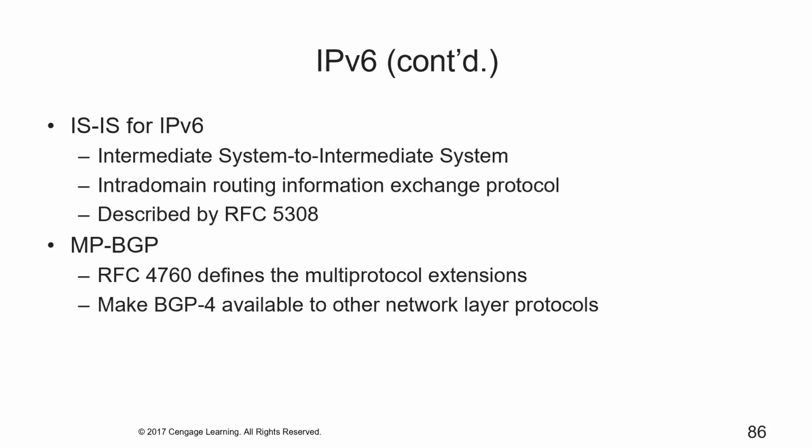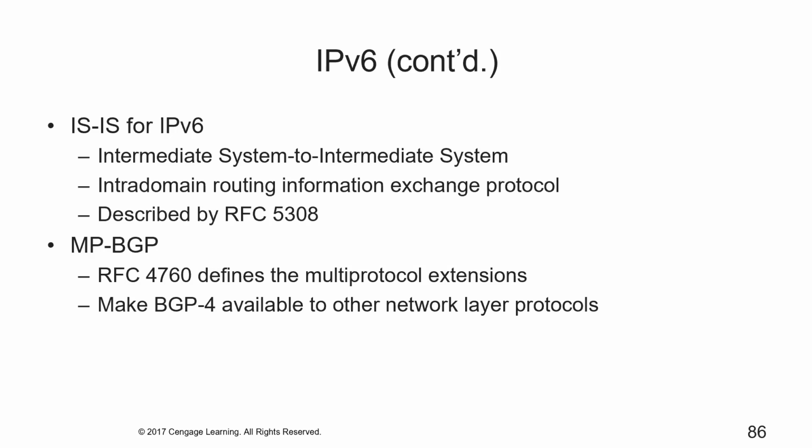So intermediate system to intermediate system, so IS-IS for IPv6. It's an intra-domain routing information exchange protocol. IS-IS is an extendable intra-domain routing protocol specified in RFC 1195 that allows each router within the routing domain to send a link state protocol data unit containing information about the router.